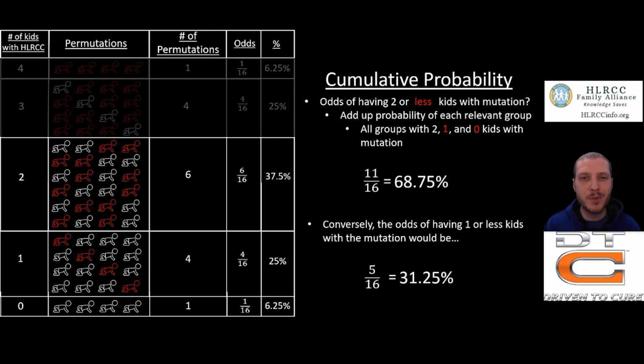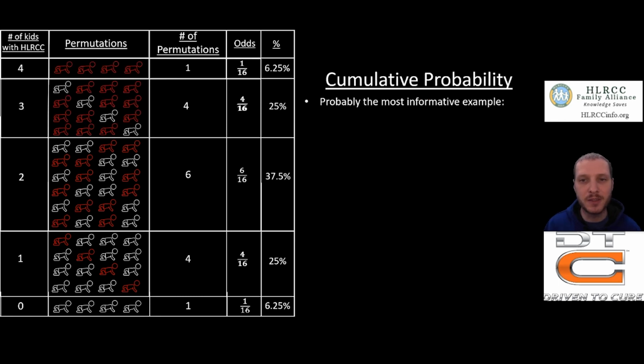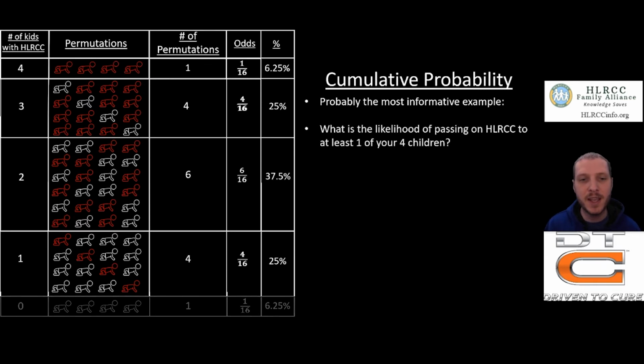But let's move on to probably the most informative question we can ask ourselves. What's the likelihood of a family of 4 having at least one of the children being positive for HLRCC? In this case, we would add up everything above this final row here. And when we add up all those different permutations, we're going to see that the odds are going to be 15 over 16, or 93.75% of the time, a family of 4 can expect to have at least one child with HLRCC. That being said, they could have 1, they could have 2, they could have 3, or they could have 4. It includes all of those options.